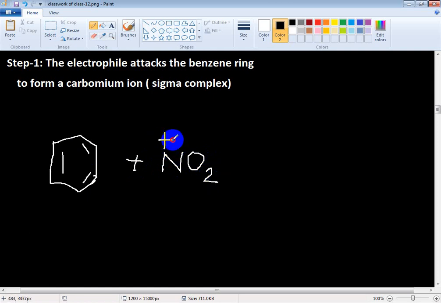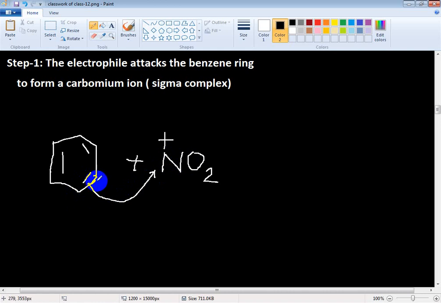Okay, this electron pair will come from here, with the arrow sign. So where will NO2 be added? Here. Every bond contains two electrons. This pi bond contains two electrons, so two electrons will go here. This electrophile accepts them and forms a bond here. So this carbon will be positive, where the nitro group is added.